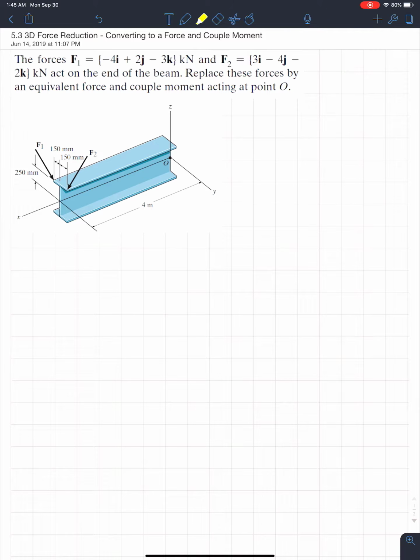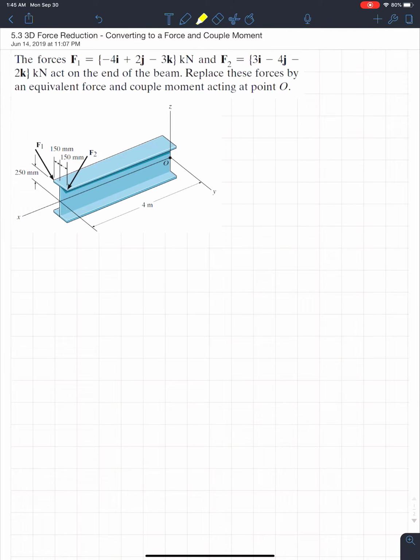So what happens in force reduction is there's a number of scenarios that we can do. And this is the first. It's when we take our forces and we convert them into a force and a couple moment. So it's like the last example in 2D where we add all those forces and convert them to a single force and a moment acting at the same point. And that's essentially what we're doing in this example, but in 3D.